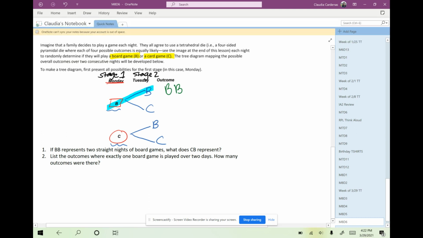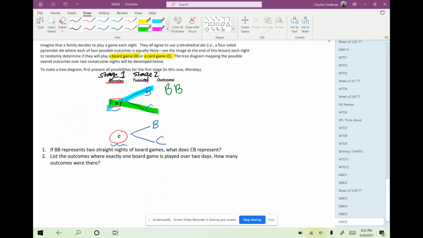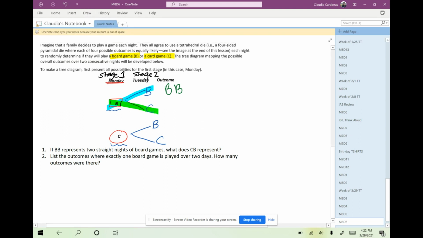I could also play board games on Monday and then card games on Tuesday. How would I represent that? I would represent that as B first and then C, because we would play board games on Monday and then card games on Tuesday. So that would be second. Again, colored pencils or highlighters will be super helpful here because then we can show the route that we are taking through this tree diagram to represent each outcome.